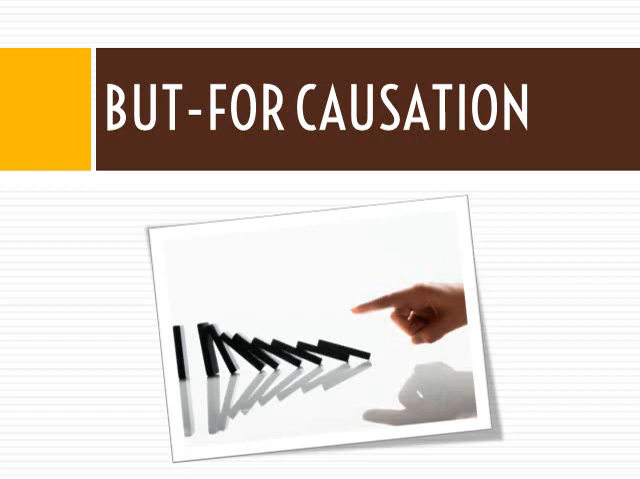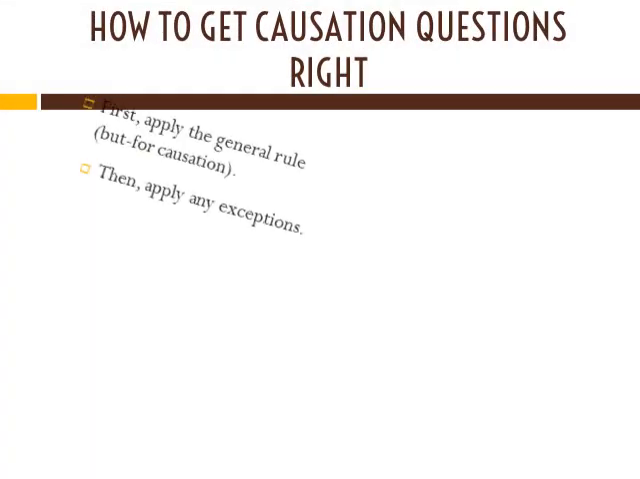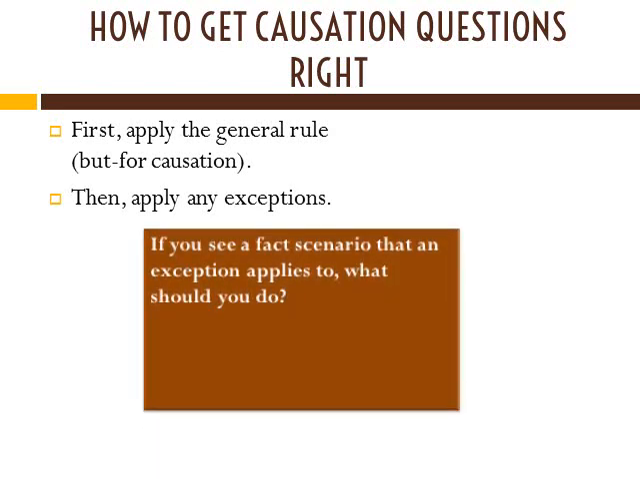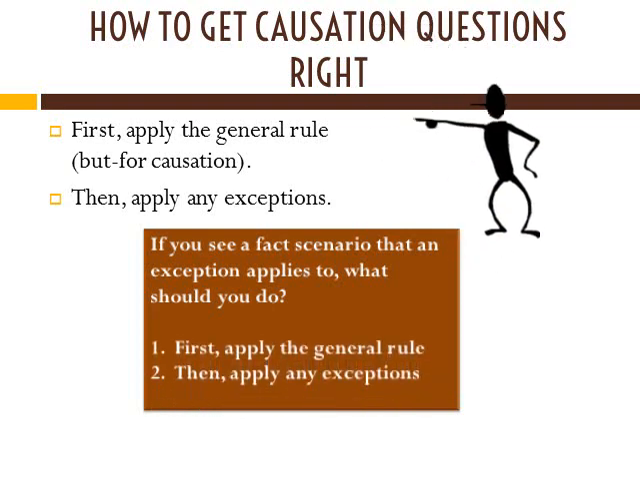There's one key, though, as we go through this, that you should keep in mind. And that is to make sure that you always apply the general rule before you apply any exceptions. So you first want to apply but-for causation, and only if but-for causation isn't satisfied should you go on to any exceptions. So let's say that you see a fact scenario, and you see, hey, that looks exactly like a loss of chance fact scenario, or that looks like a perfect fact scenario for alternate liability. What should you do?